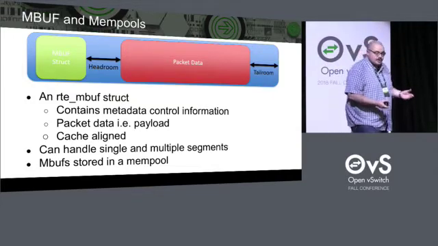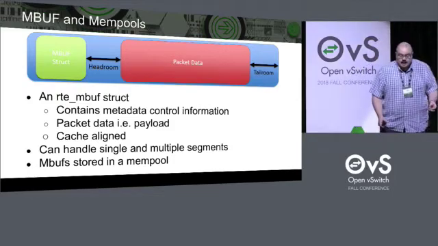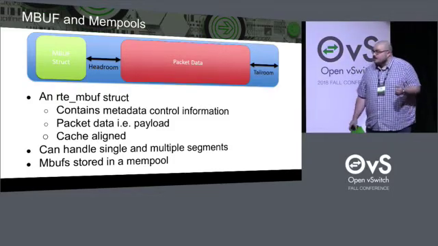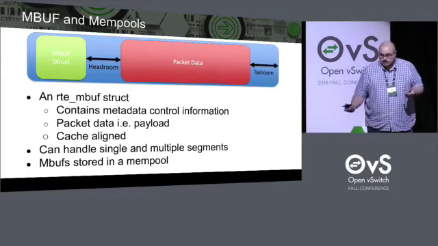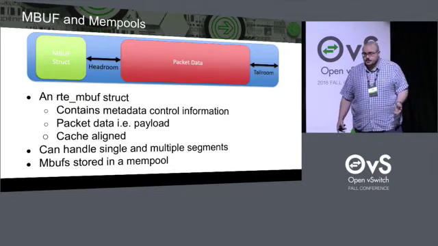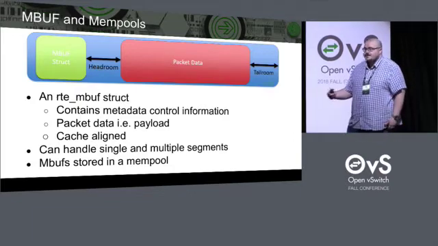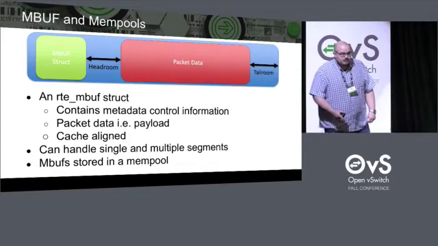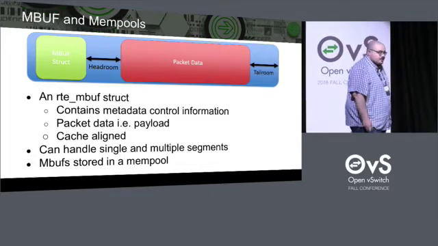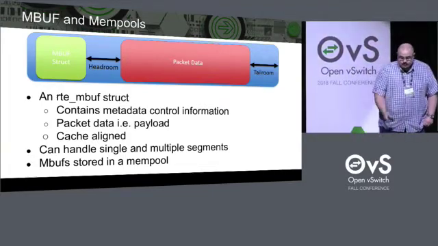Well, the mbufs themselves are cache aligned for performance reasons. And they can either be a single encompassed mbuf, or as you saw with Tiago's presentation, you could also have multiple segments, so an mbuf referencing the next mbuf in the chain. And that brings us on to the next part. Where do mbufs exist? Well, they exist in a mempool.